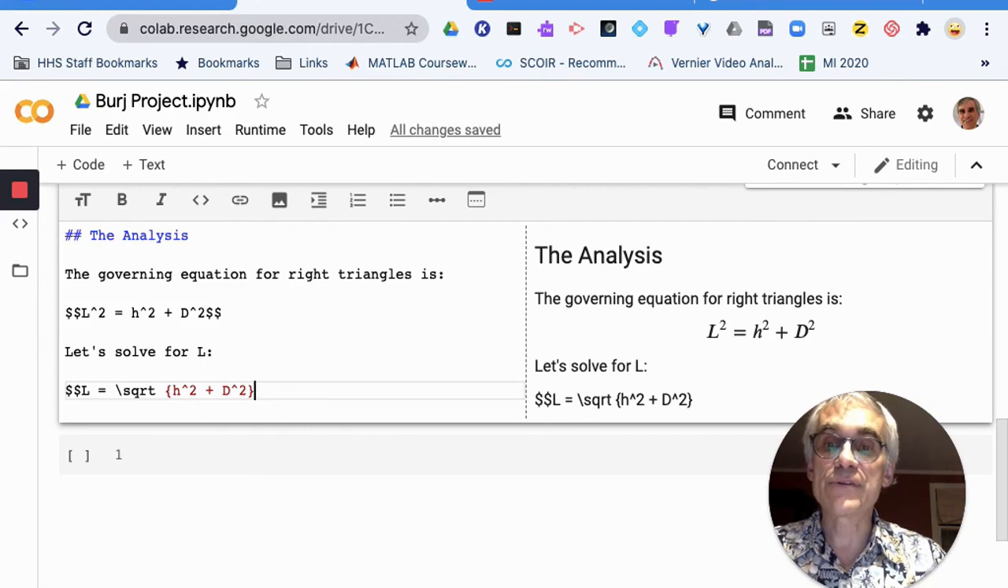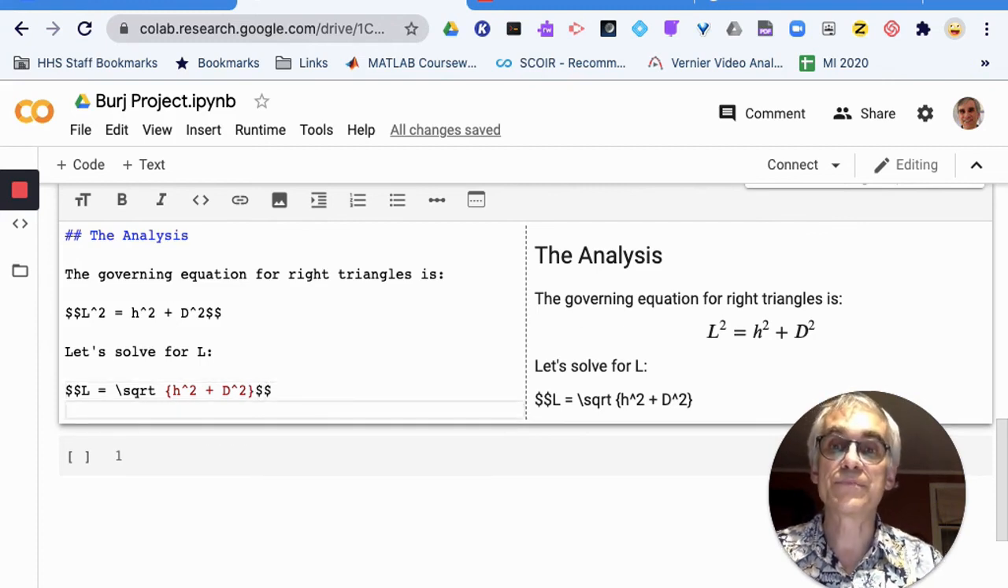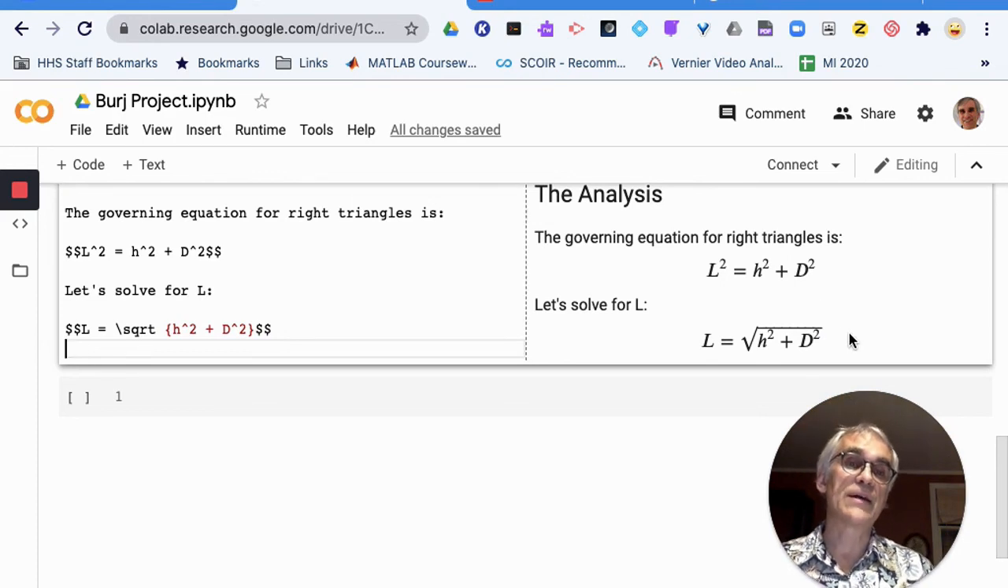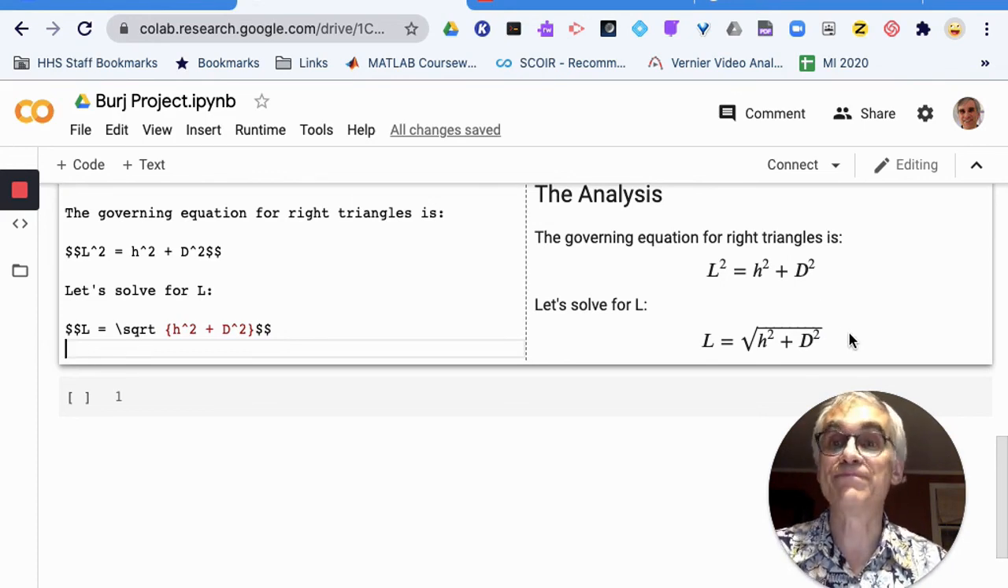And again, I finish that with dollar signs. Hit enter. And lo and behold, on the right, we see the solved equation. L equals the square root of h squared plus D squared. Nice.